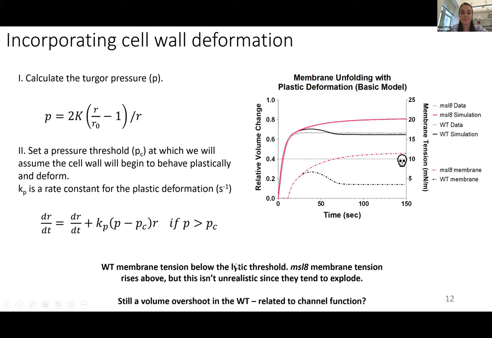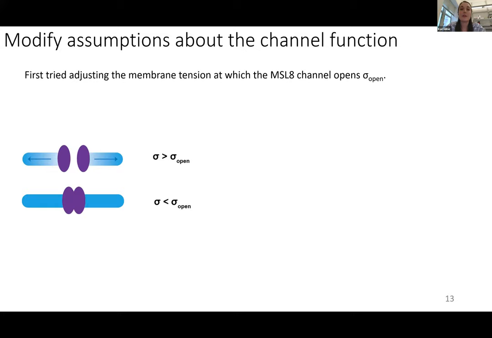So now really the only final question here is this volume overshoot that we see in the wild type. Could it be related to the channel function? MSL8 is not the same as the MscS and the MscL that we see in E. coli. It's similar, but it's not necessarily exactly the same. So we thought about maybe modifying some of our assumptions about the channel function to see if we can get that overshoot discrepancy resolved. So we first tried adjusting just the membrane tension at which the MSL8 channel opens. Maybe it's just a problem with the value that we picked.